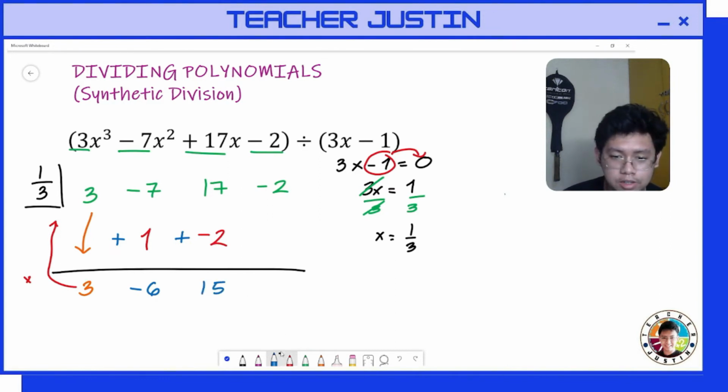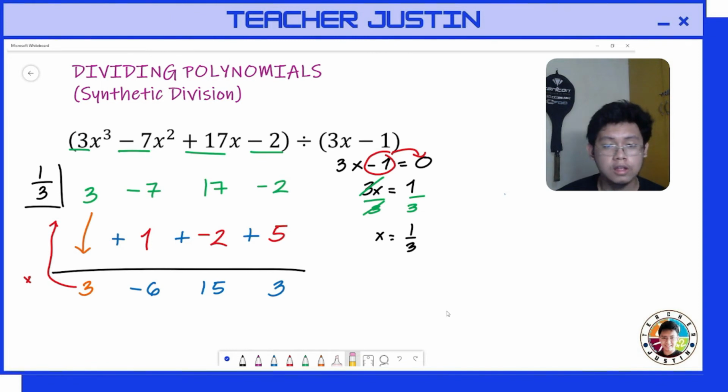Let's repeat the same process. 15 times our divisor. So 15 times 1/3. Let's cancel 15 and 3. 15 will be 5, 3 will be 1. And 5 times 1 is equal to 5 divided by 1 is 5. So we have 5 here. Then let's add negative 2 and positive 5. So negative 2 plus 5, that is positive 3. Okay, so we're done with our synthetic division.